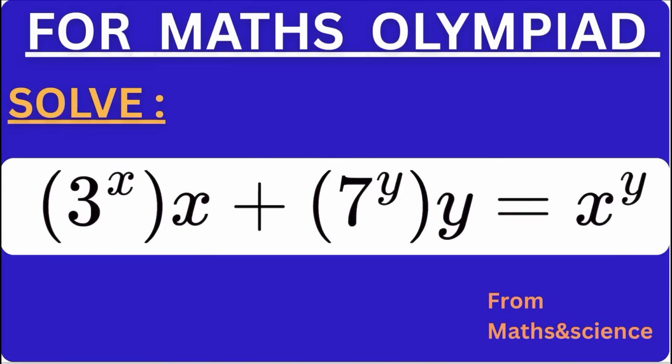Let us try to solve the equation for Maths Olympiad. The equation is 3 to the power of x into x plus 7 to the power of y into y is equal to x to the power of y. It's a little bit complicated equation which we try to solve now.